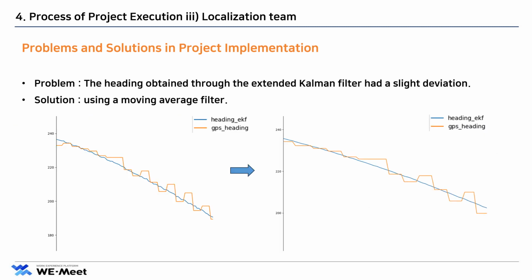The blue line on the graph represents the heading obtained through the extended Kalman filter. As can be seen from the graph, it indicates the deviation that occurred. In the localization team, we addressed the fluctuation in the heading obtained through the extended Kalman filter by applying a moving average filter.